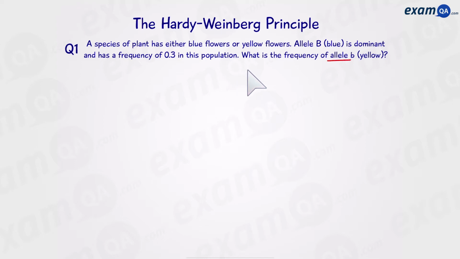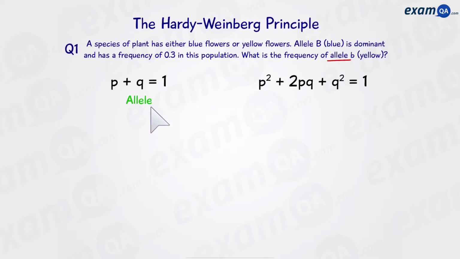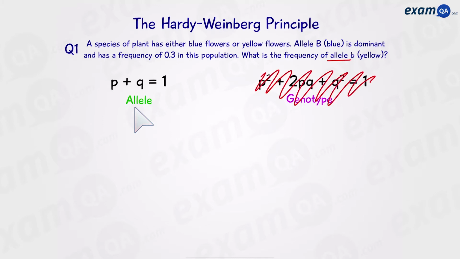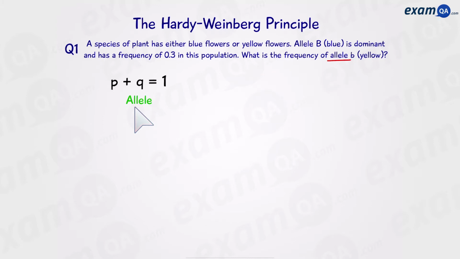So we're looking for alleles. If we bring back our two equations, the one on the left was to do with alleles, and the one on the right was to do with genotypes. Since we want to look at alleles, we can completely ignore this equation. So we have p plus q equals 1.